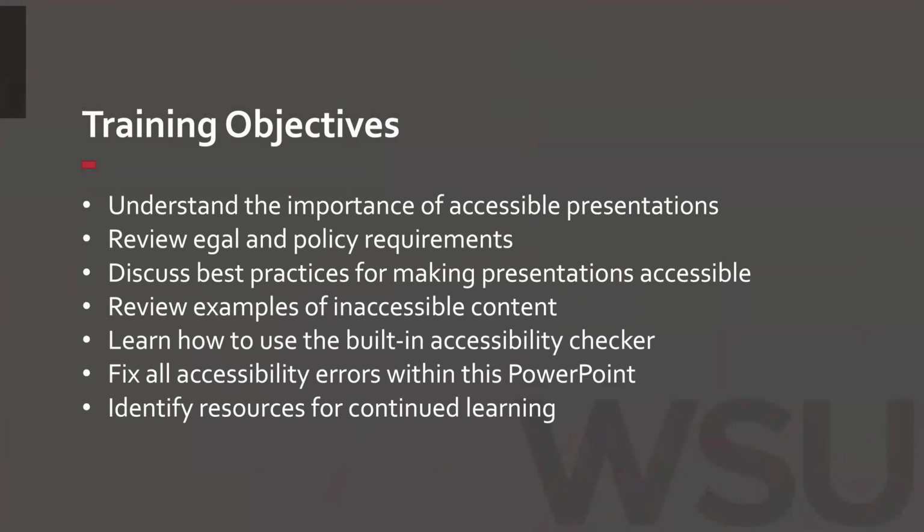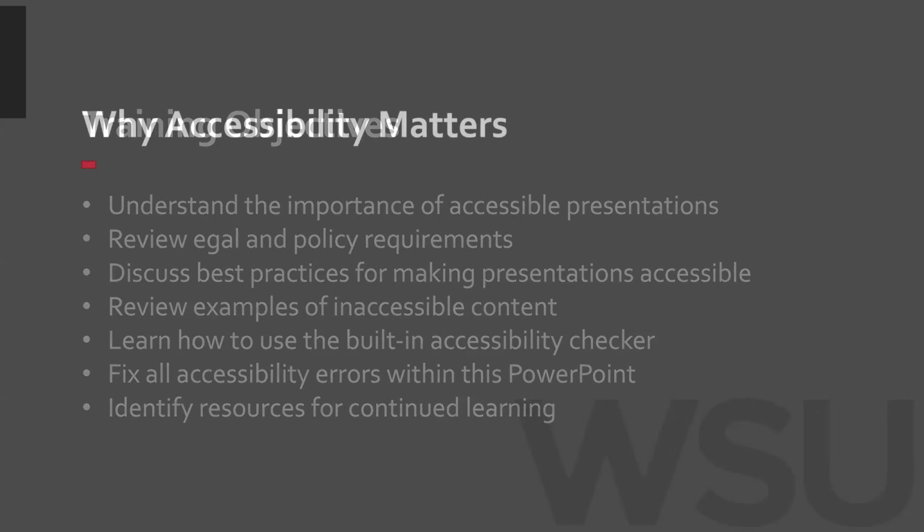Today's training objectives: we're going to hopefully understand the importance of accessible presentations, ignore my typo about legal and policy requirements, discuss best practices for making presentations accessible, review some examples of inaccessible content, learn how to use the built-in accessibility checker in PowerPoint, and fix all the accessibility errors within this PowerPoint. I've intentionally left several errors so that we can use that as a learning opportunity. And lastly, we'll identify some resources for continued learning.